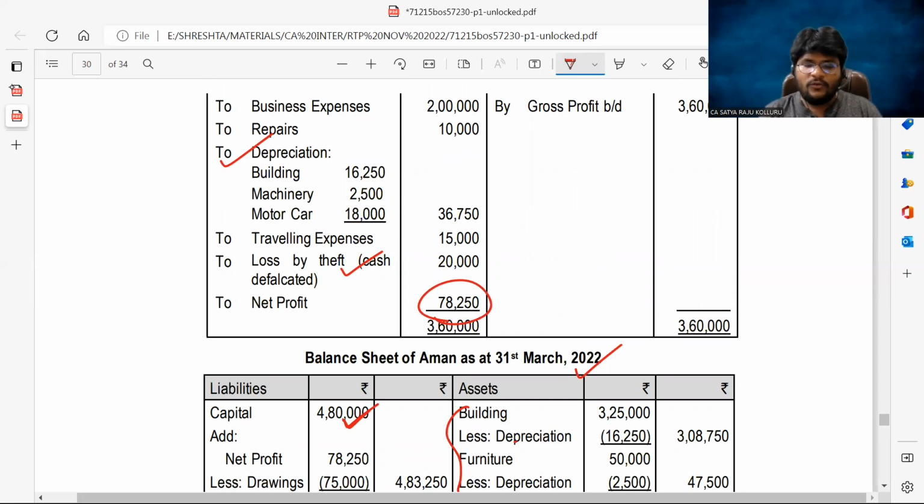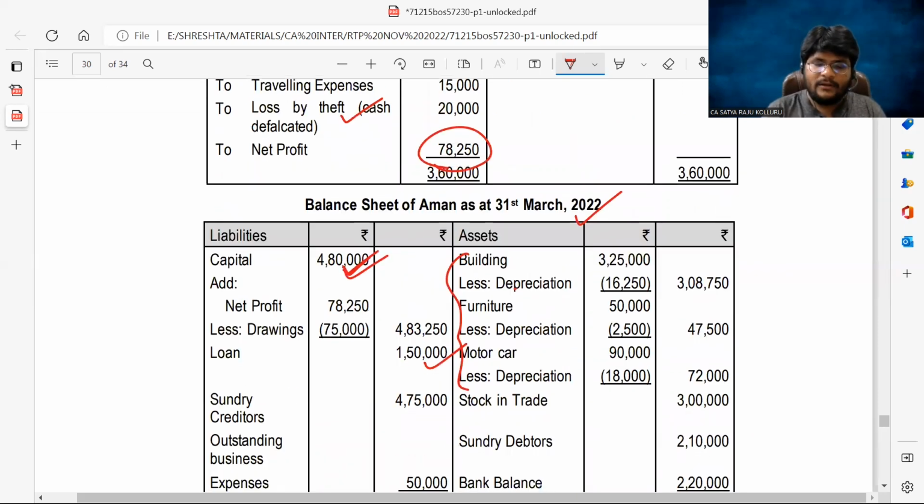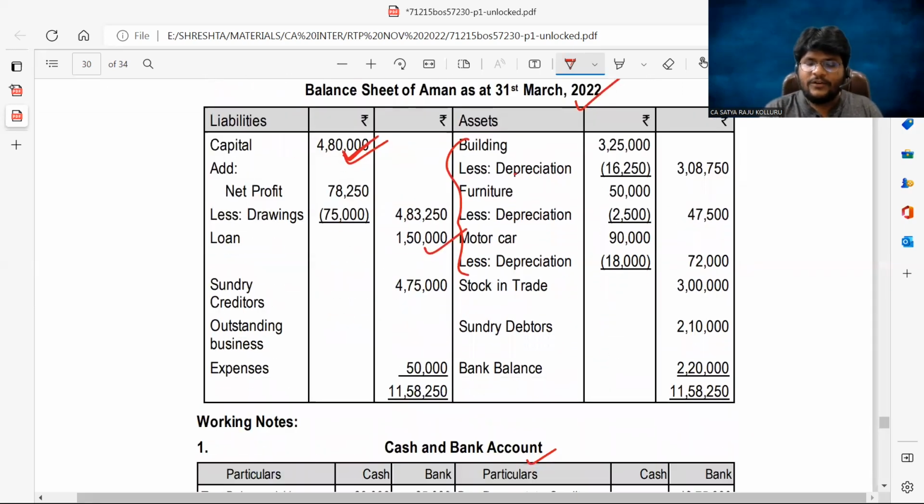Such net profit you can add to the opening capital. Then close the balance sheet. Automatically the balance sheet will tally. This is the flow you need to adopt. Here I'm not telling each and every pinpoint. I told the flow; we discussed the technicalities.